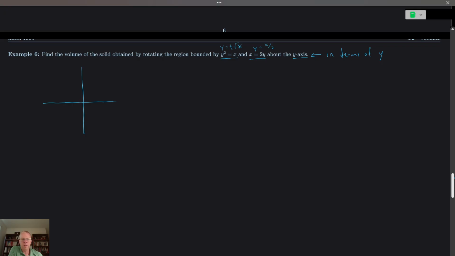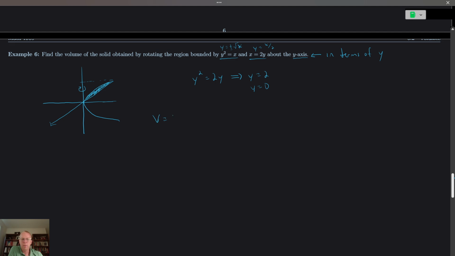Y squared equals x is just a parabola turned on its side like that. y equals x over 2 is going to be a linear function like that. And so here is our shaded region. And we are rotating around the y-axis, so rotating around this one. Okay, so we need to figure out what our limits of integration are. So let's set y squared equal to 2y, and we can pretty easily figure out that y equals 2. So y is 0, y is 2.